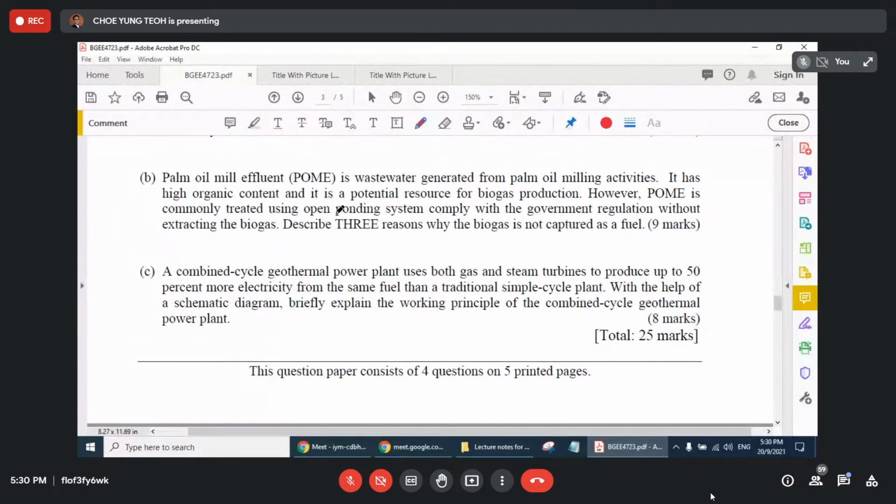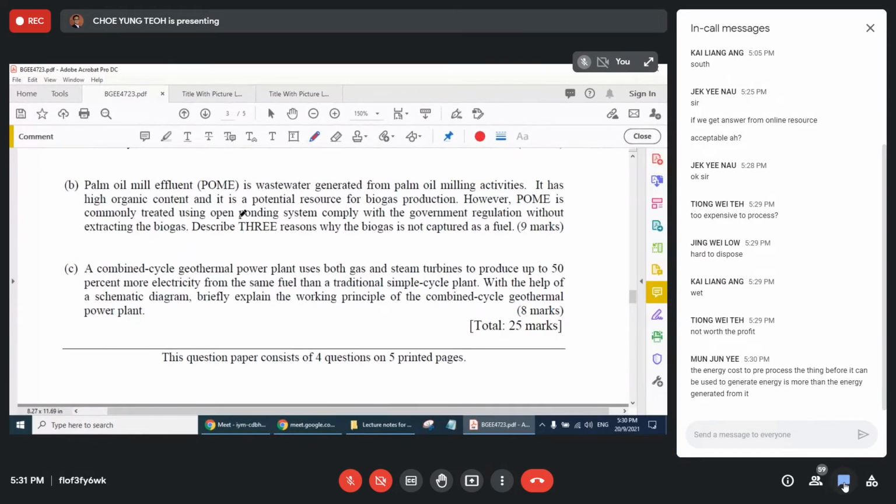Okay. Yes, Munjun, this one, I get what you mean. It means that it's not effective, because the energy content is low, then the energy cost to process it is more than the energy generated from it. This one I think is quite subjective, because you say that it must be lower than that. I'm not really sure about this. But I think definitely some of them are able to make some profit from it, but not all of them.